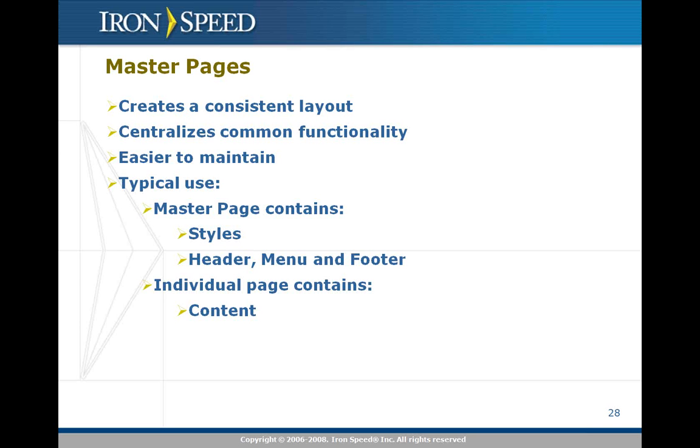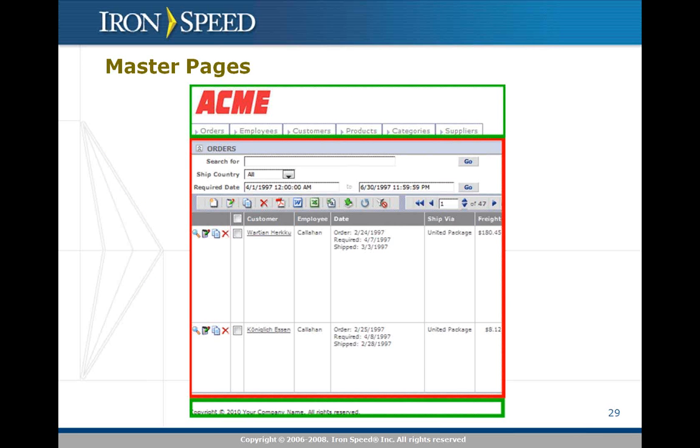So the typical use is that the master page contains all of the CSS styles, the header, footer, and menu, and the individual page simply contains the specific content that goes along with that. An example here is a page where you might see the header, Acme, and the menu, the orders, employees, customers, and so on, in the green border, as well as the footer at the bottom in the green border. That is part of the master page, while the red bordered area is part of the content.